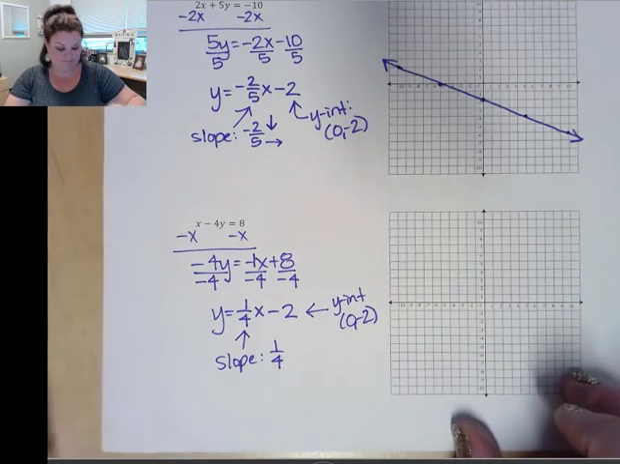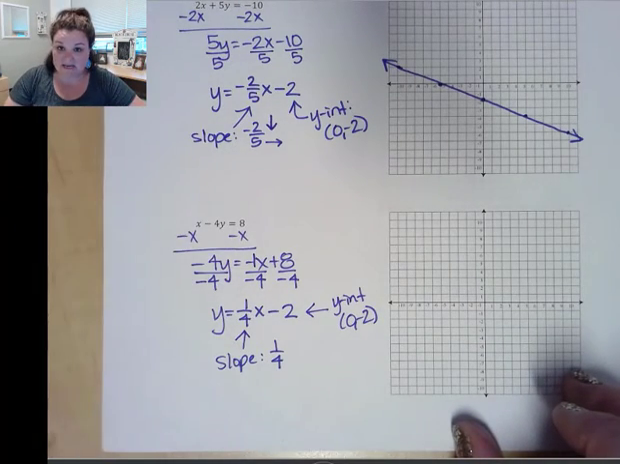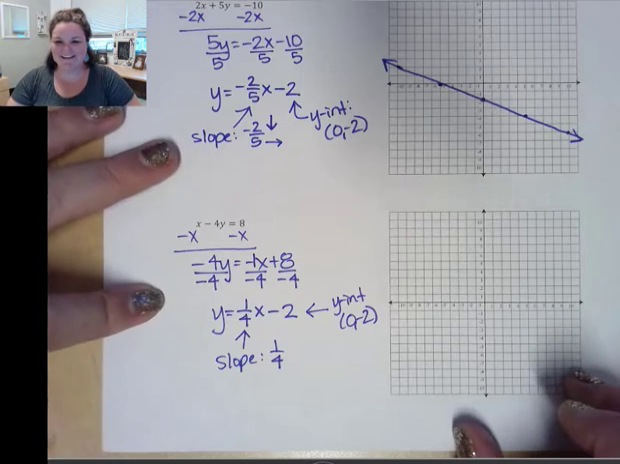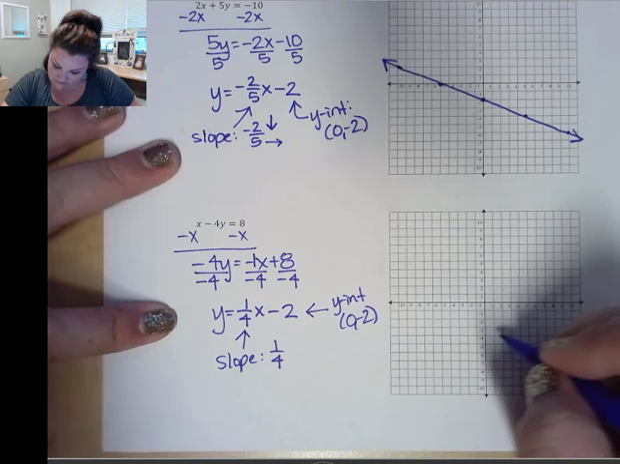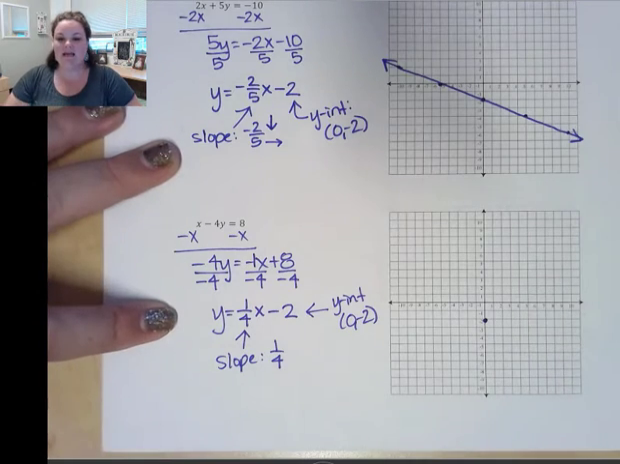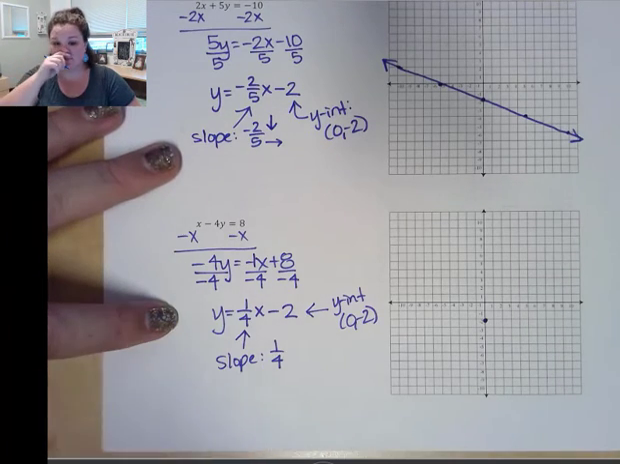Well, that's what it was on the last one. Not super exciting, are we here? Coming up with the same y-intercept. All right, so we're going to start by plotting our y-intercept, which again is at y equals negative 2. And then we're going to count over to our next point.